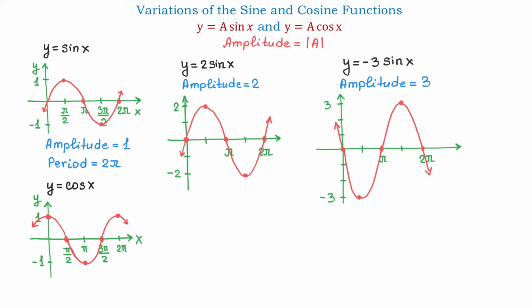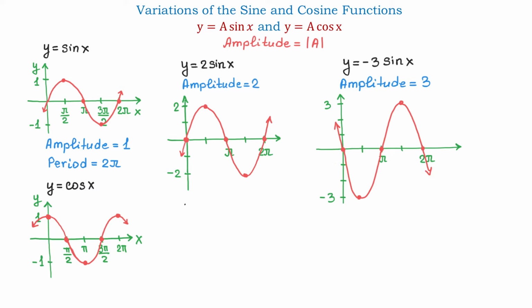So the graph still passes through the origin, and the highest value is 3 and the lowest is -3. However, because of this negative that we have in front of the function, from the origin, instead of going up, we need to go down. So with the sine function, if in front of sine we have a positive number, from the origin, first we move up. But if in front of sine we have a negative number, from the origin we will go down.